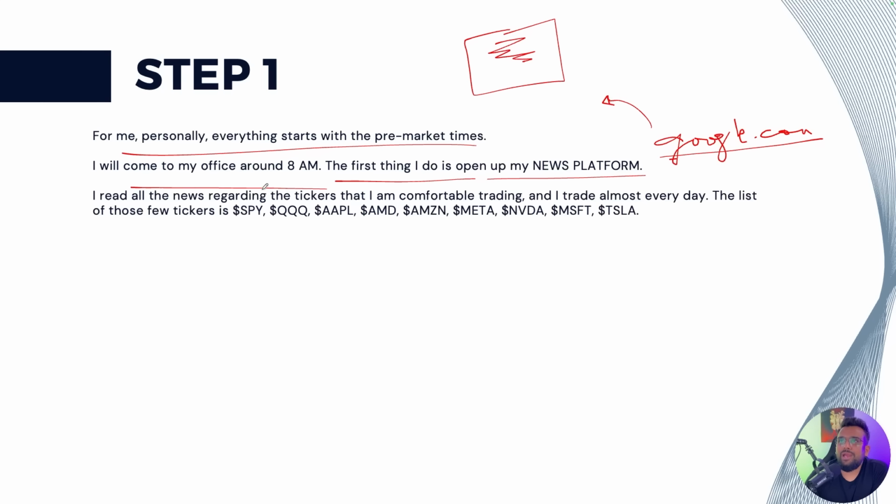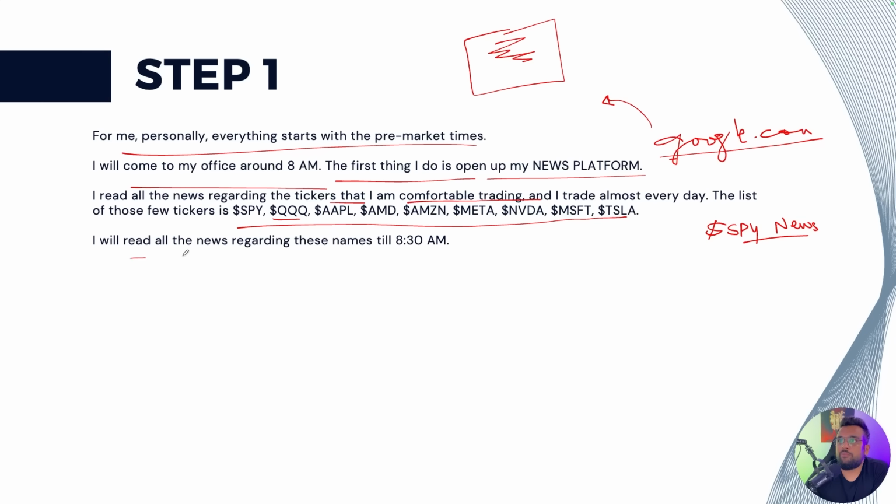Google.com. I read all the news on the stocks that I feel comfortable trading, and these are the only stocks that I feel comfortable trading. You know how I search news? I'll just put this dollar sign, SPY. That's it. That's all I do. It gives me the news. Then I put QQQ news. So basically what I do is I'll read all the news for literally half an hour.